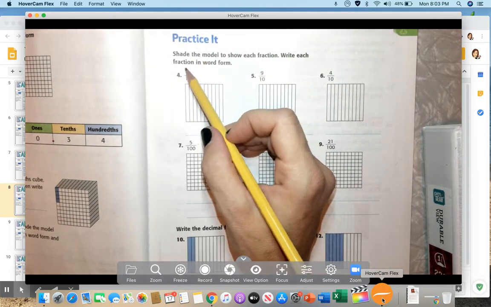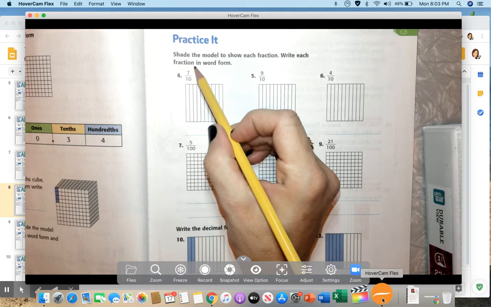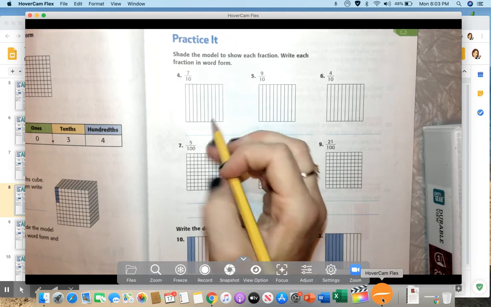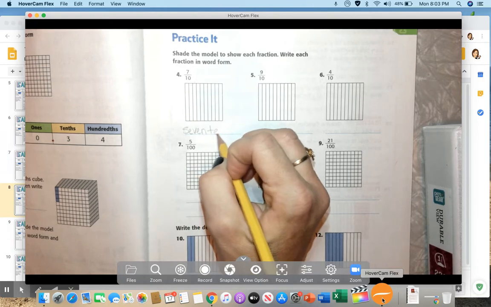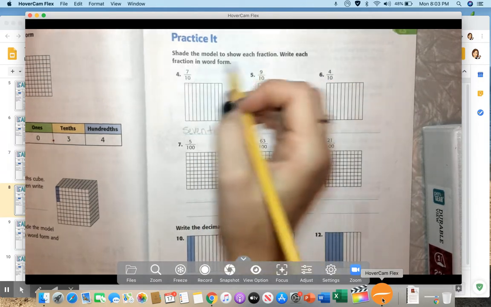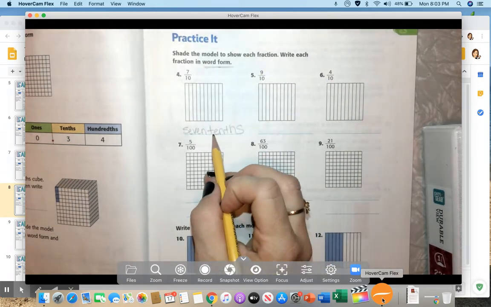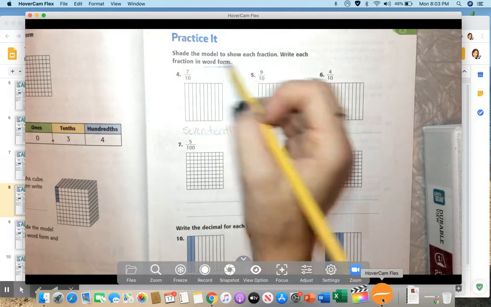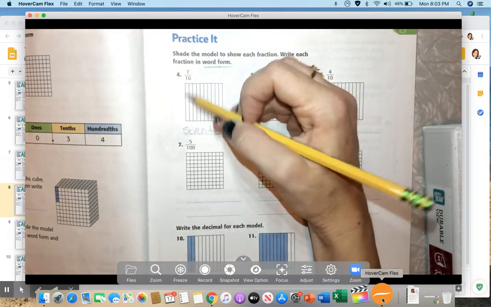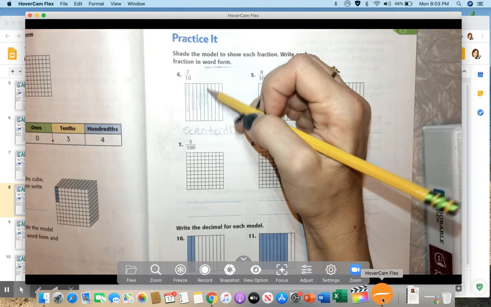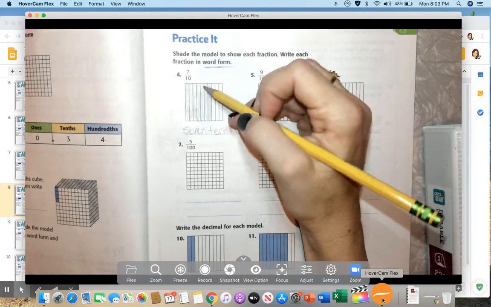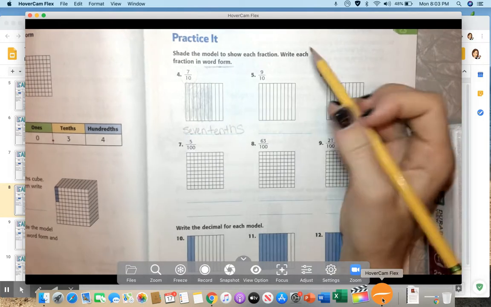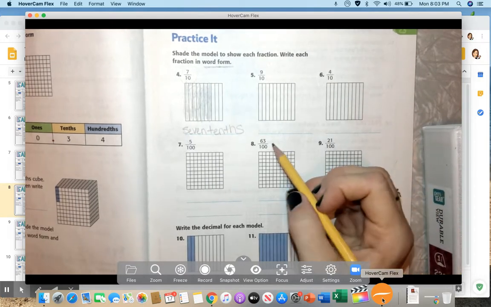So this, if I read this fraction out loud, I would say 7/10. So you're going to write that down, 7/10, because it wants it in word form. So we just did the word form, and now it wants you to shade it, 7 out of 10. So that's all you're going to do. You're going to shade 7 out of 10. There you go.